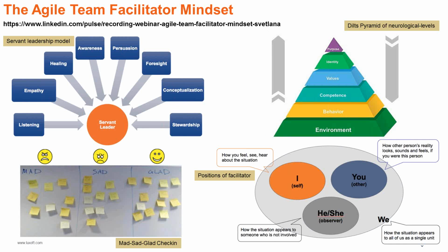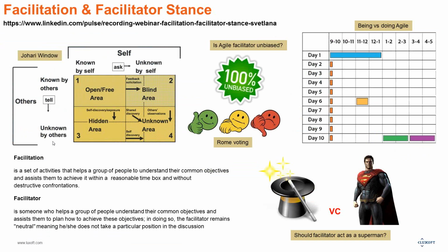So during the second webinar on facilitation and facilitator stance, we discussed Johari window for self-awareness. We also discussed the facilitation and facilitator descriptions. Also, we talked about unbiased or biased state of Agile Facilitator. Probably as you remember that Agile Facilitator combines two roles, the facilitator and Agile guru principle, and that is why it is usually a bit biased.